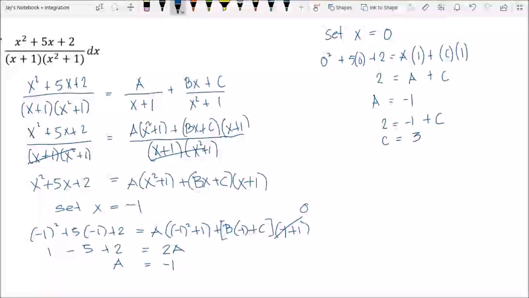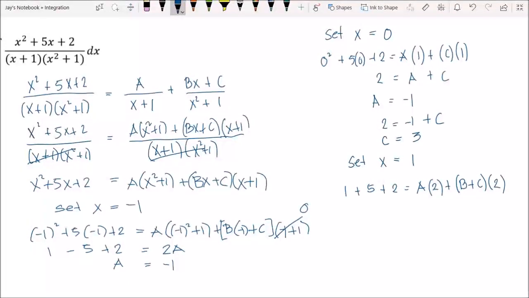Now compute for B. So what would be the value of x? So let's try. Set x is equal to, let's try to use 1. That would be 1 squared plus 5 times x, that is 5, plus 2 is equal to A times x squared plus 1, that is 2, plus B times x, that is B times 1, that is still B, plus C times x plus 1, that is 2.